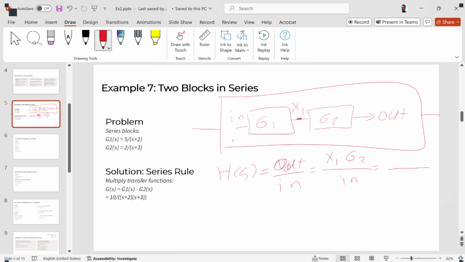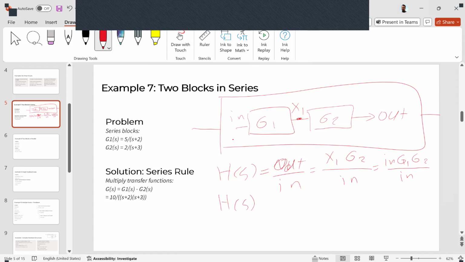What is the x1? x1 is the input times g1, and we also have g2 here over input. Are we good? So what's happening? What is the general transfer function? It becomes the multiplication of the two series blocks. Do you see how we reach that formula?